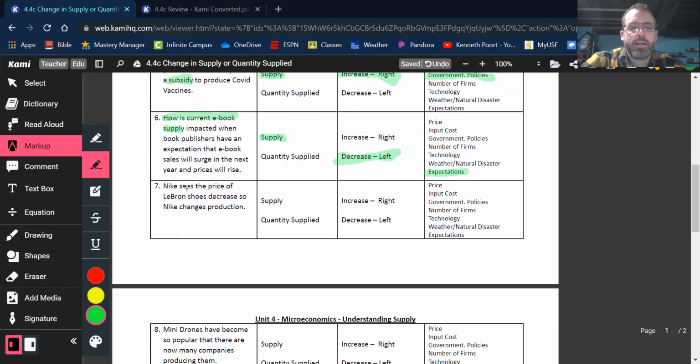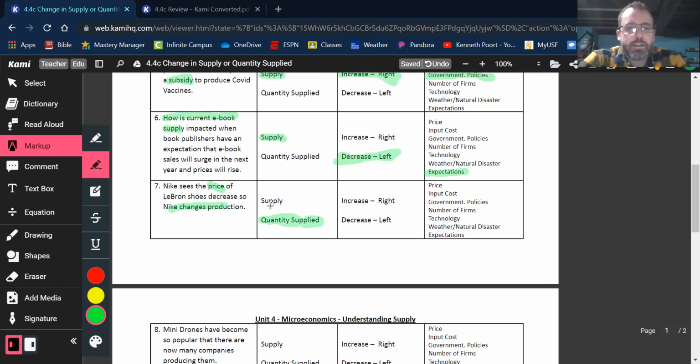Okay. Number 7, Nike sees the price of LeBron shoes decrease, so Nike changes production. All right. So since it's saying the word price there, and that causes that change in production, we know it's going to be caused by a change in quantity supplied.